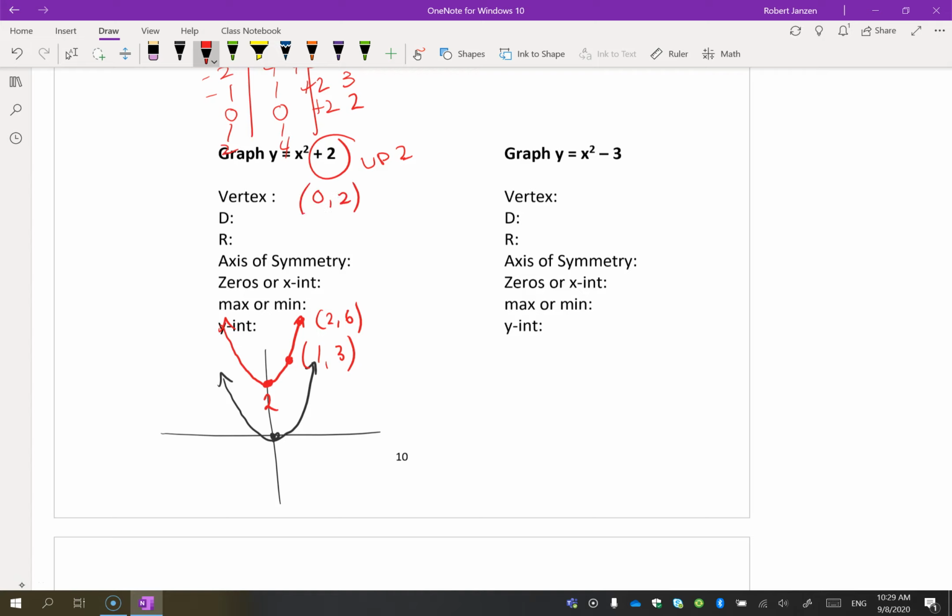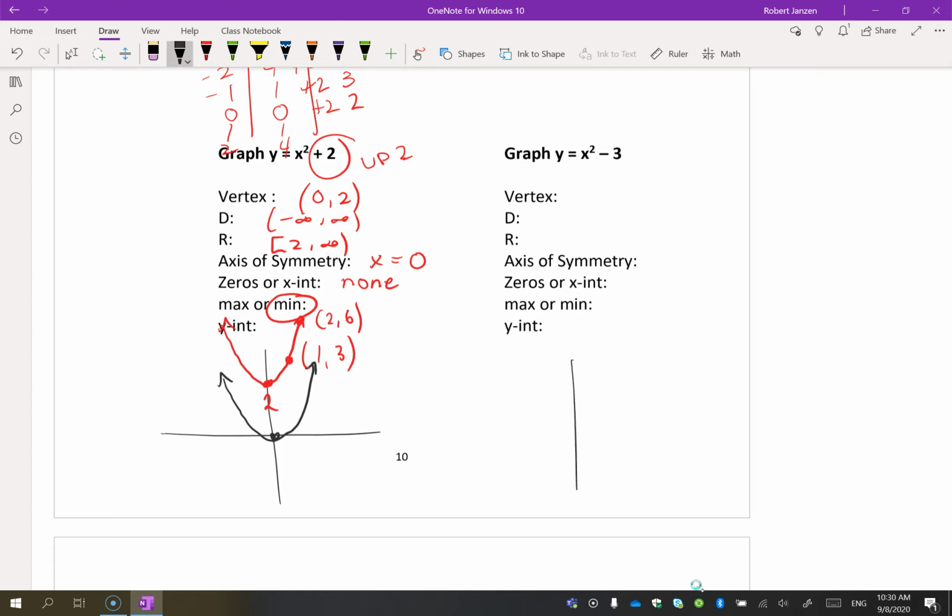Okay, what's the vertex? 0, 2. Domain is still the same. What's the range? The range starts at 2, goes to infinity. Axis of symmetry, still x is 0. Are there any zeros now? Does it cross the x-axis? None. Okay, does it have a max or a min? It has a minimum. And what is the y-intercept? The y-intercept is 2. Okay?